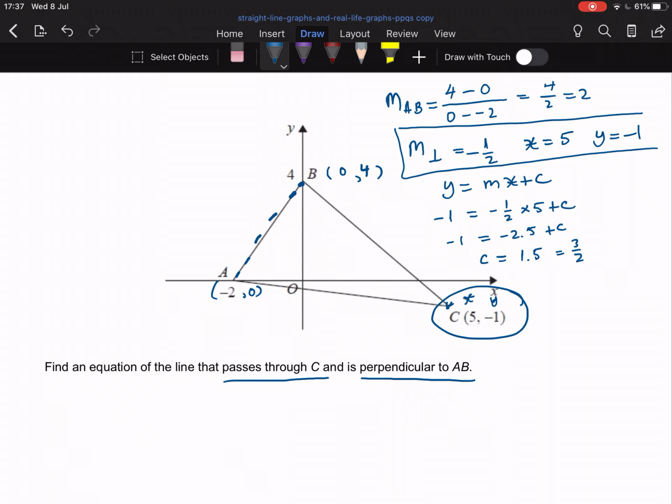So I'm ready to give the final answer now for this line perpendicular to AB that passes through C. y equals, I know the gradient, it's one of the first things that I worked out, and it's -1/2, stick an x to it, and then I know the intercept is positive, so it's +3/2. And there you go, that's your final answer for this one.